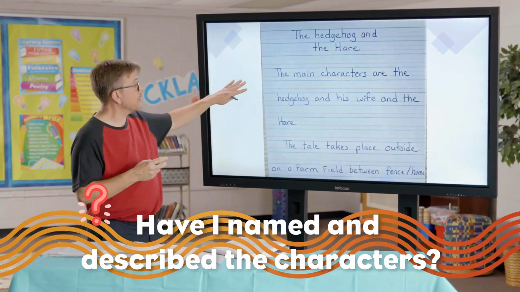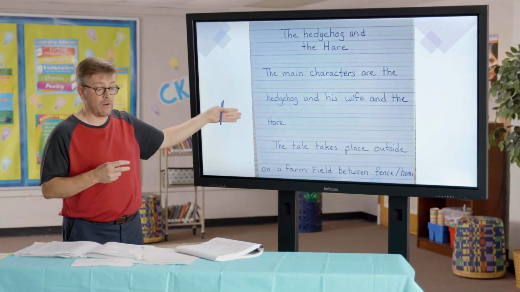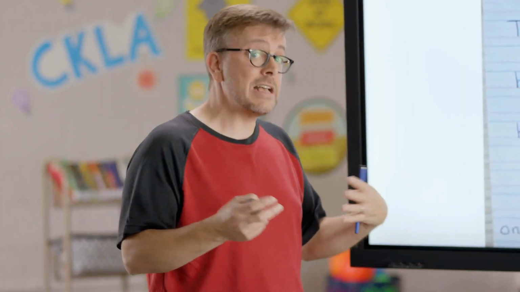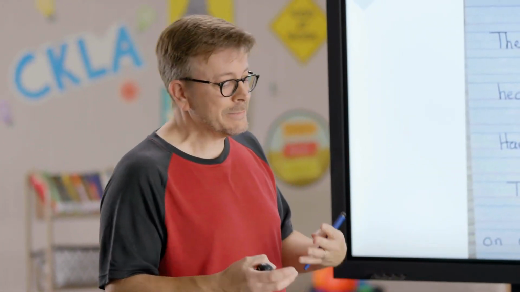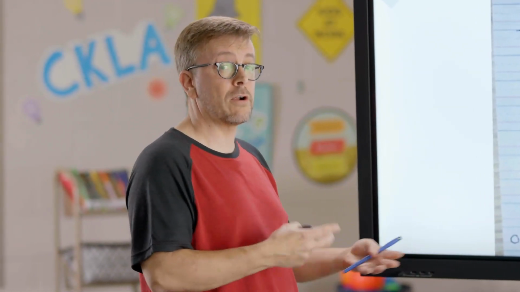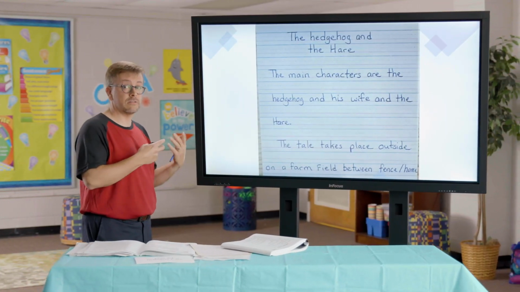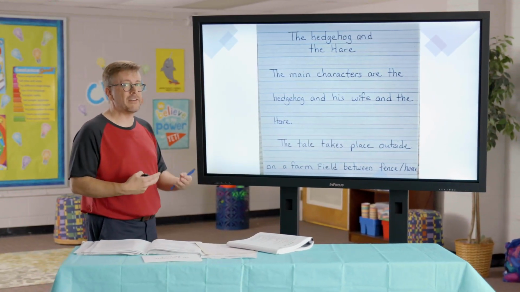Well, the first paragraph tells me that the main characters are the hedgehog and his wife and the hare. So this writer has named the characters, but hasn't described them. So that might be a suggested area that this writer could improve upon, right? Make that first paragraph where those main characters are listed, but they're really not described.